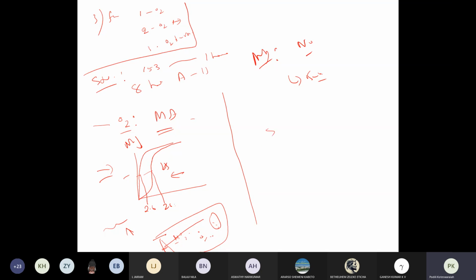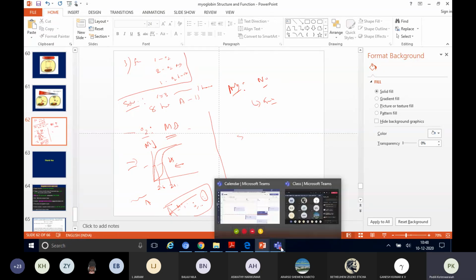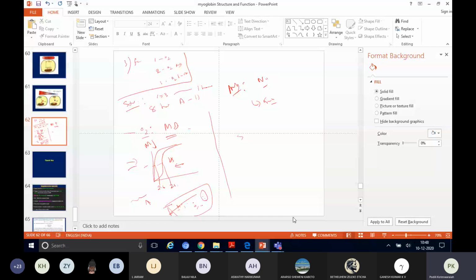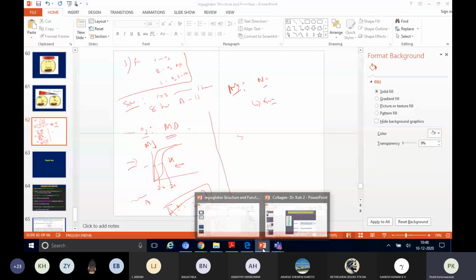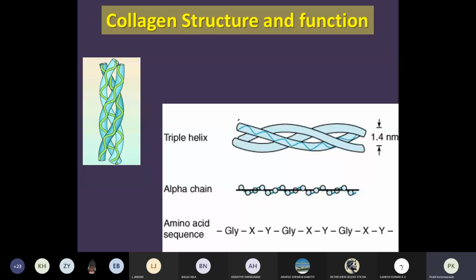So that means myoglobin is not only an O2 storage and O2 transport protein, it also regulates the nitric oxide concentration in the cell. So this is about myoglobin. And coming to the collagen.